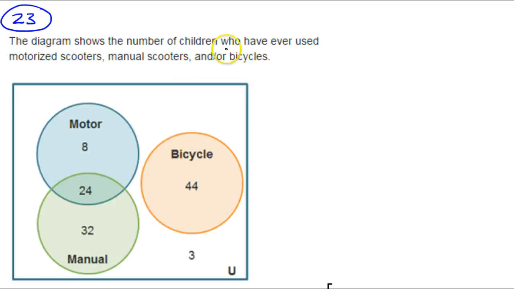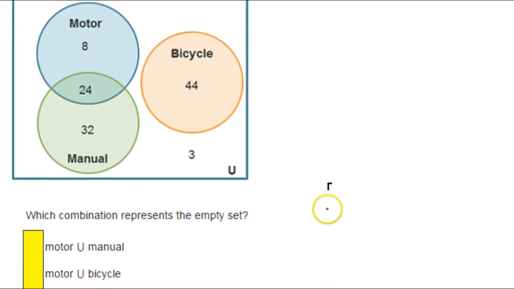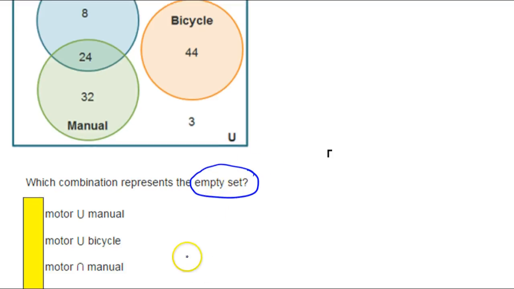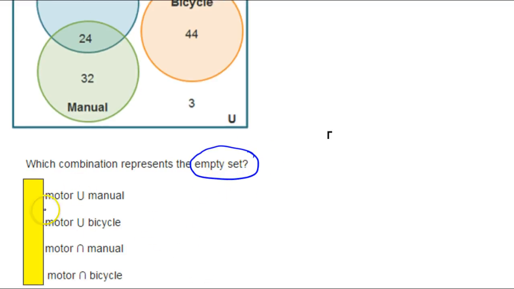Alright, this diagram shows the number of children who have ever used motorized scooters, manual scooters, and or bicycles. What about it? Which combination represents the empty set? Remember, the empty set means there should be nothing included in that set. So if we're going to talk about the union of two things, which is what this symbol means, or the intersection, this means union, and this means intersection.